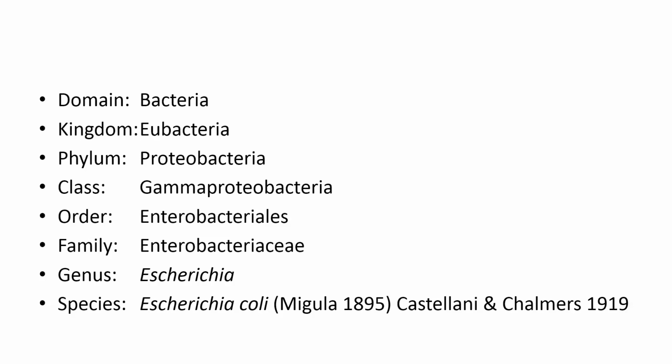Now, a couple of things to note. The species name is composed of two words. It's composed of the genus and what we call the specific epithet. And we underline this, or we italicize them. So you can see it's written in italics. The genus is also written in italics.